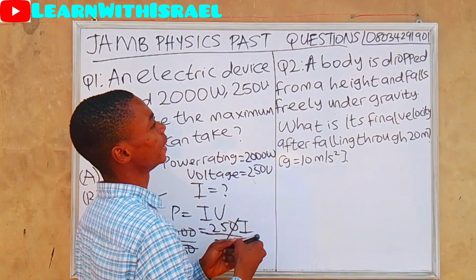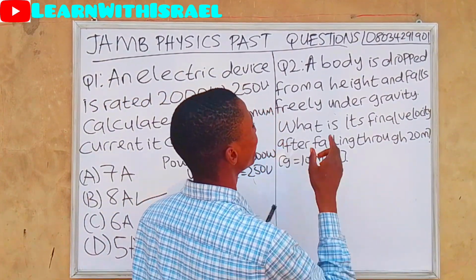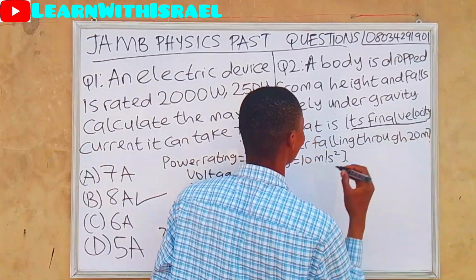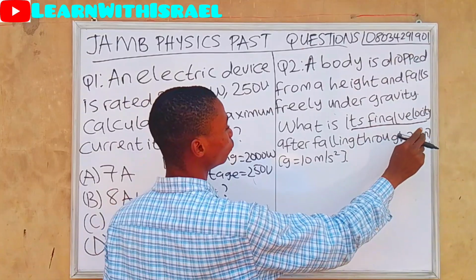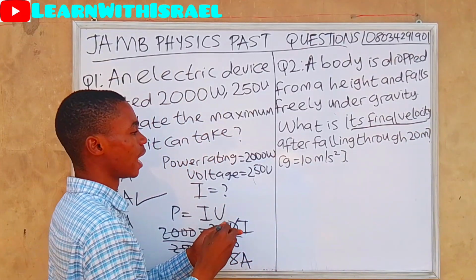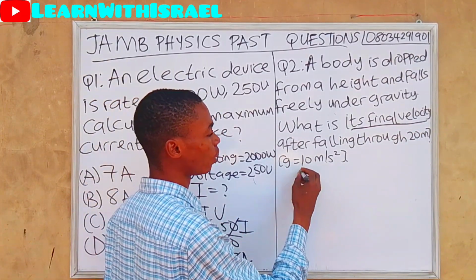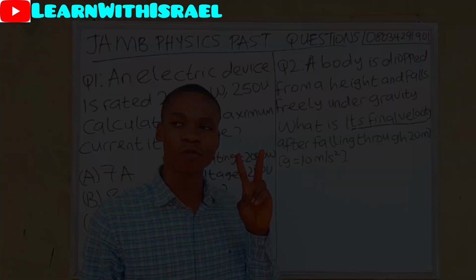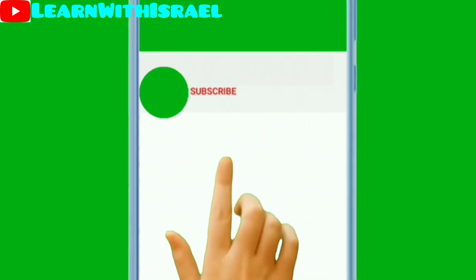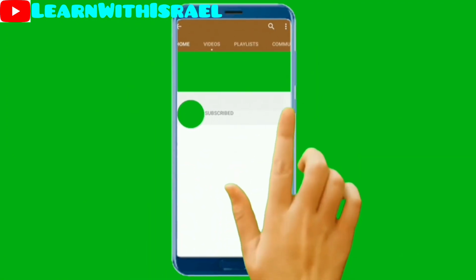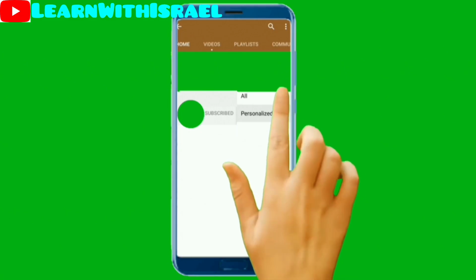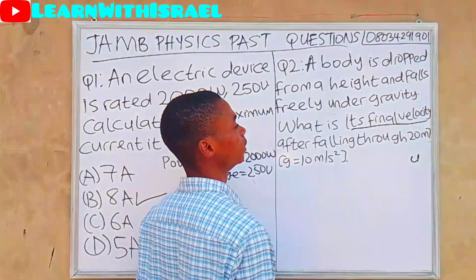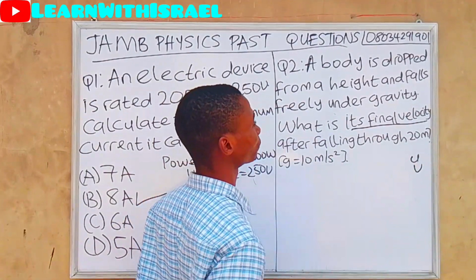Question 2. A body is dropped from a height and falls under gravity. What is its final velocity after falling through 20 meters? They give us our gravity G equals 10 meters per second squared. So we have two velocities. We have initial velocity represented as u, and we have final velocity represented as v.